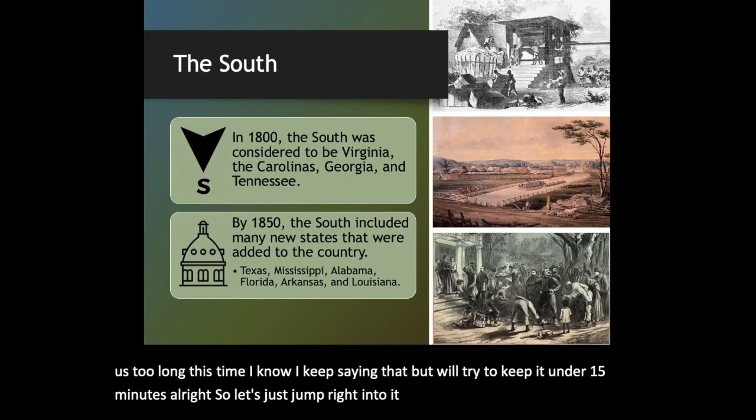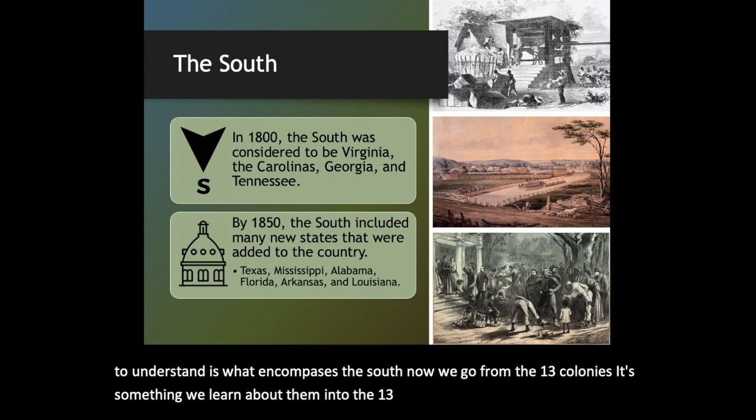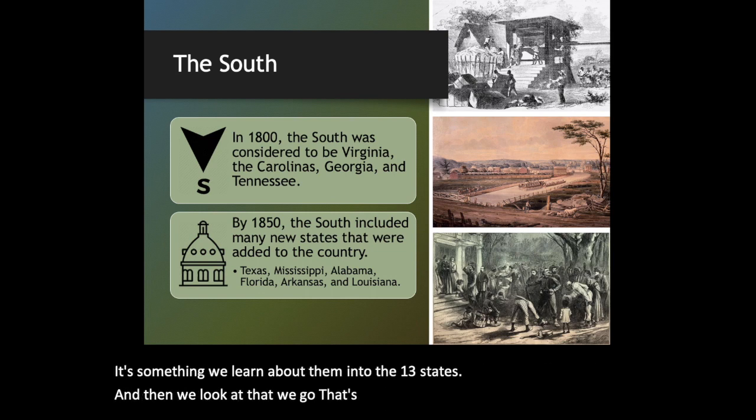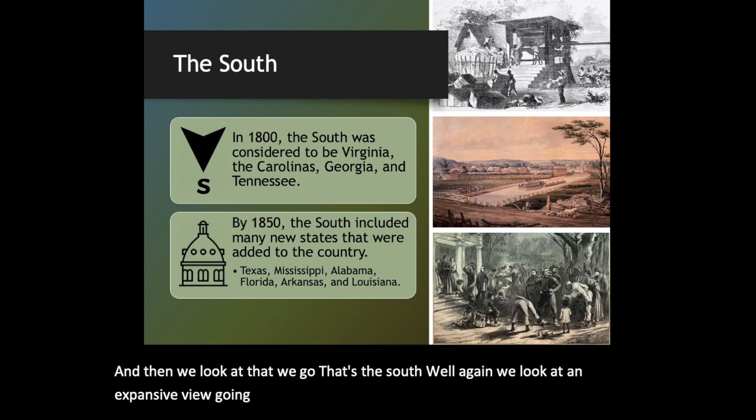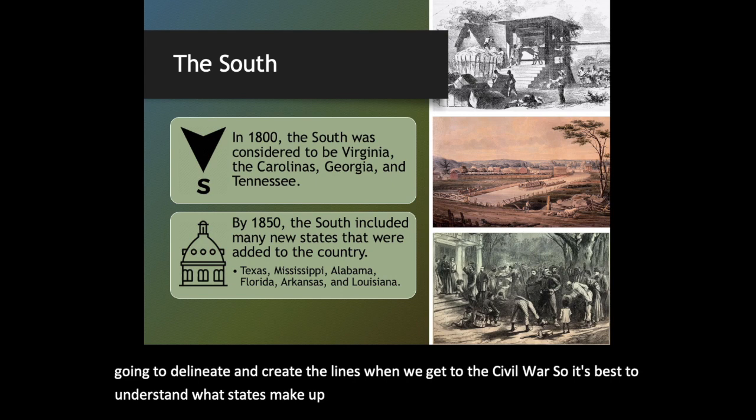So one of the things we want to understand is what encompasses the South. Now, we go from the 13 colonies, something we learn about, then into the 13 states, and we look at that and go, oh, that's the South. Well, again, we look at an expansive view going forward. And we break this down because this is what's going to delineate and create the lines when we get to the Civil War. So it's best to understand what states make up the South and what states are called slave states later on.